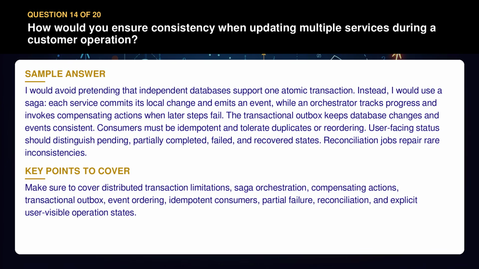Make sure to cover distributed transaction limitations, saga orchestration, compensating actions, transactional outbox, event ordering, idempotent consumers, partial failure, reconciliation, and explicit user-visible operation states.